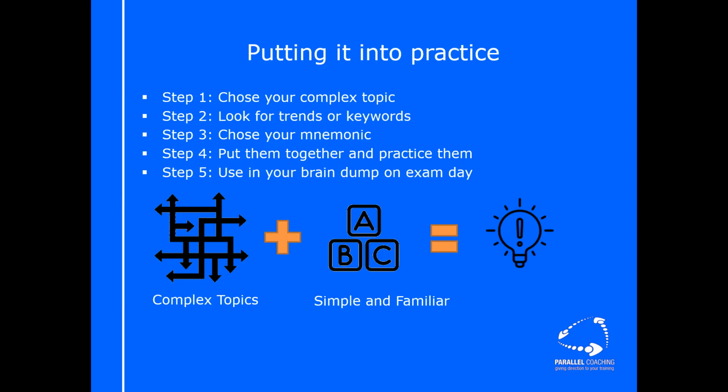And then for step 3, you're going to choose your mnemonic. So this might be the alliteration, the acronym, the diagram. You could include a story, but you're going to choose something that is then going to simplify it, something that is very familiar for you. Then you're going to put it all together and practice it over and over and over.